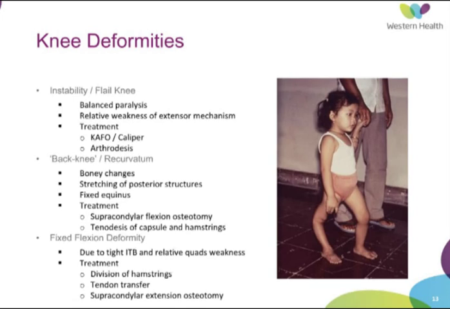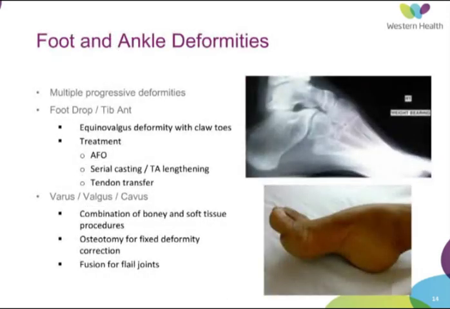The foot and ankle deformities are quite complex, and I think it's important to remember that they're progressive too. So they need a treatment option tailored to that particular patient. The most common is the foot drop, and this is due to tibialis anterior weakness. And this develops an equinovalgus deformity with resultant clawing of the toes. So the treatment of this initially is an AFO, and then in terms of soft tissue procedures, the first thing to do is get the foot plantigrade, and this can be achieved through serial casting and Achilles lengthening. I should say this is in those that are correctable still, and tendon transfers.